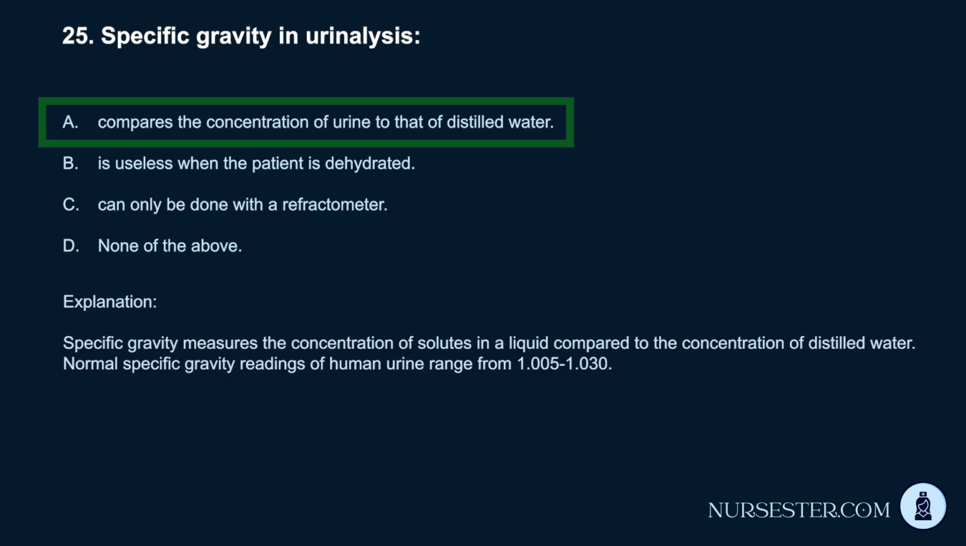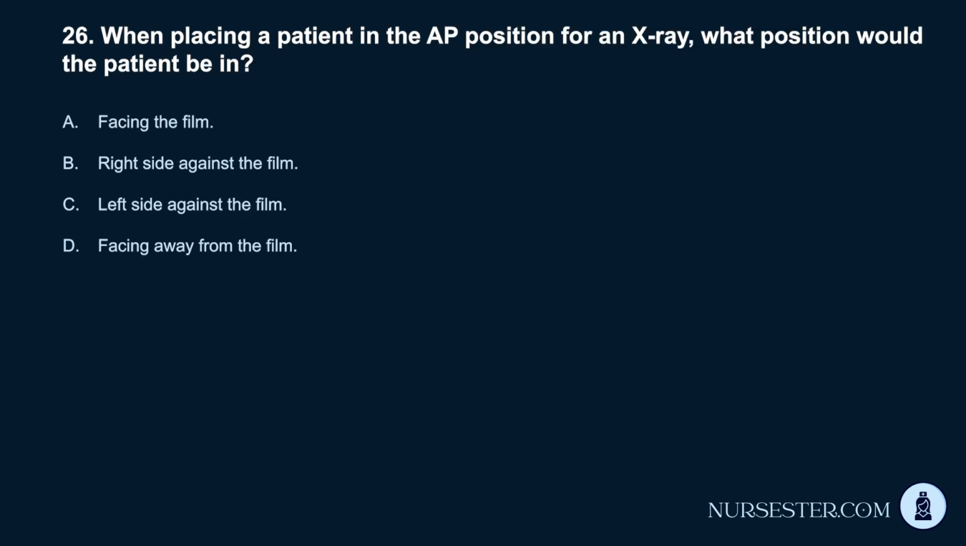Specific gravity measures the concentration of solutes in a liquid compared to the concentration of distilled water. Normal specific gravity readings of human urine range from 1.005 to 1.030.